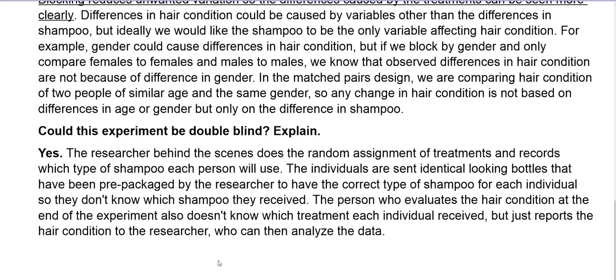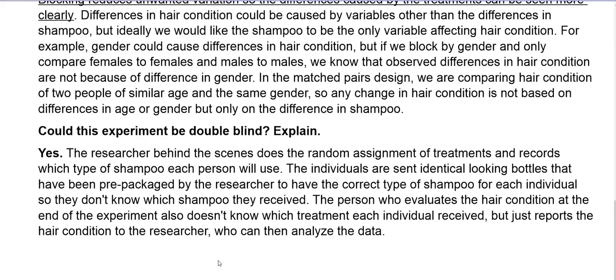So the researcher behind the scenes does the random assignment of treatments and records which type of shampoo each person will use. So they do that behind the scenes. The individuals are sent identical looking bottles that have been pre-packaged by the researcher to have the correct type of shampoo for each individual, so they don't know which type of shampoo they've received. The person who evaluates the hair condition at the end of the experiment also doesn't know which treatment each individual received, but just reports the hair condition to the researcher, who can then analyze the data.